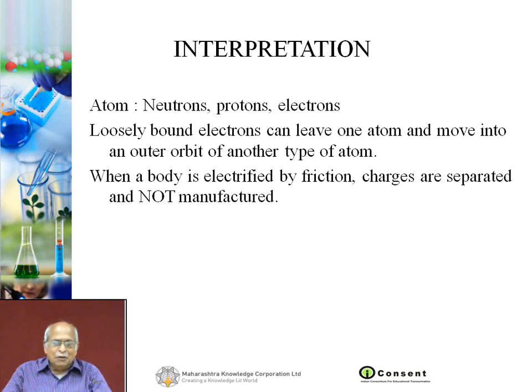Again, you know that electrons are moving around the nucleus in some systematic way. Electrons are distributed in different orbits. So some electrons are moving in inner orbits and some in outer orbits. Particularly the valence electron is moving in the outermost orbit.